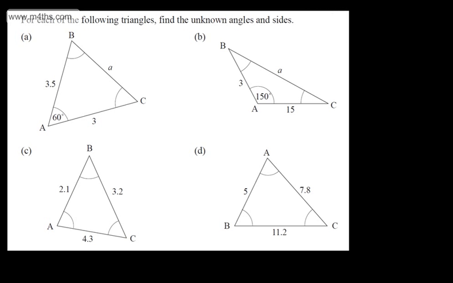Okay, let's go ahead and answer some basic questions. In later videos we will look at these in context and when we combine them with the sine and other trig ratios, but for now we'll just do some straightforward ones. So for each of the following triangles, find the unknown angles and sides. So let's start with this one right here.